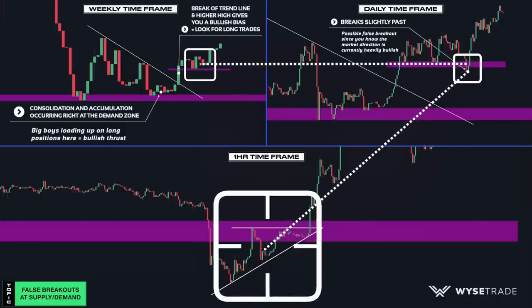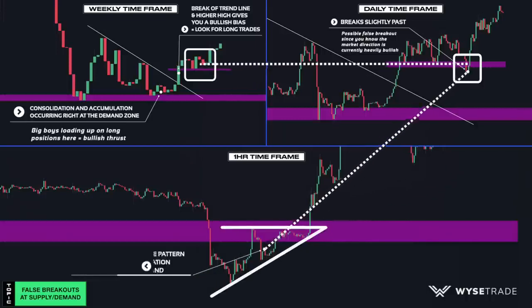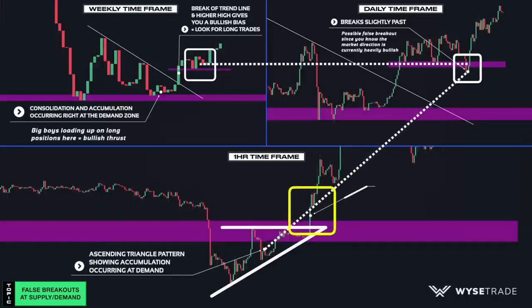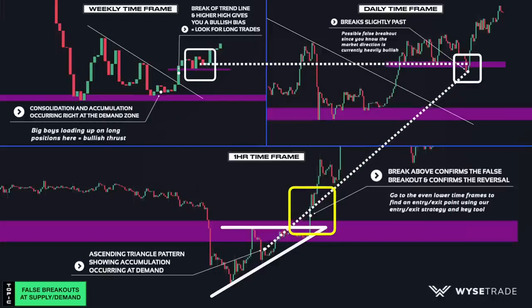So when you look inside of this false breakout area, but on the 1 hour time frame, you had an ascending triangle pattern. And once it broke above with a higher high, this signals a trend change from a downtrend to an uptrend and confirms the false breakout from the daily time frame. You would then go to the even lower time frames to look for a long entry point using our entry and exit strategy and key tool.